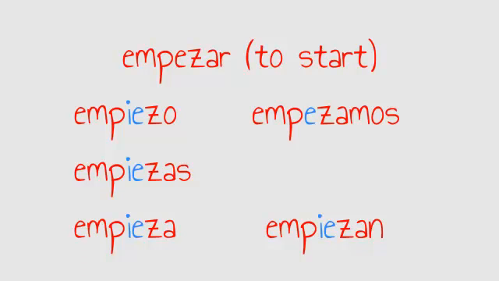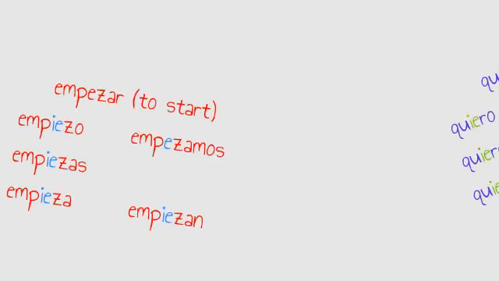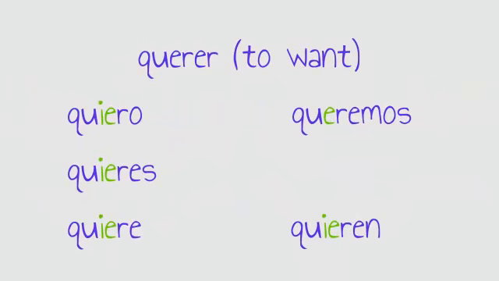That's your conjugation of the verb empezar. I start, you start, he starts, we start, they start. The endings are regular AR verb endings. You just change the E to an IE in all of its forms except for that nosotros form, the we form. Good. We'll see that ER verbs stem change as well.